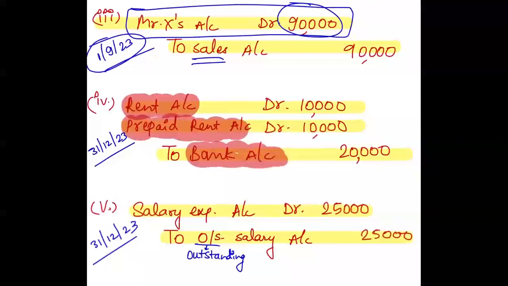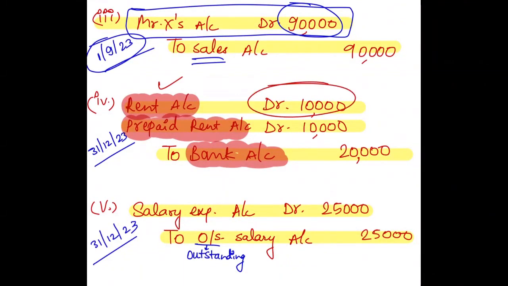What is the journal entry? So rent account is being debited for 10,000. Prepaid rent account is also debited for 10,000. And what is the corresponding entry because of the debit? We have the bank account in the credit of 20,000.